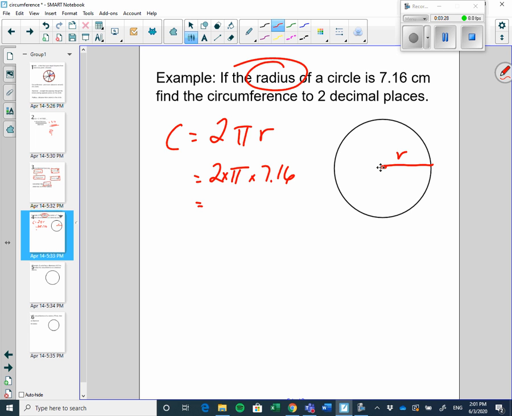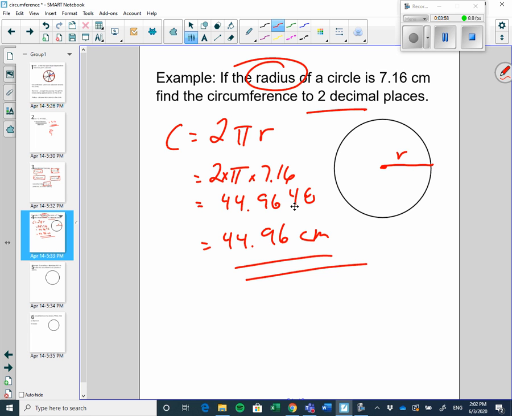2 times pi, 3.14, times 7.16. 44.9648. And we're going to take that 44.9648, we're going to round that to 2 decimal places. So we're looking at the third one. It's 4, less than 5, so it stays the same. 44.96 centimeters is the circumference of that circle.